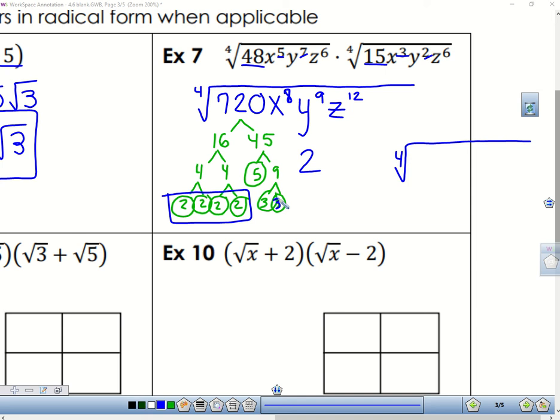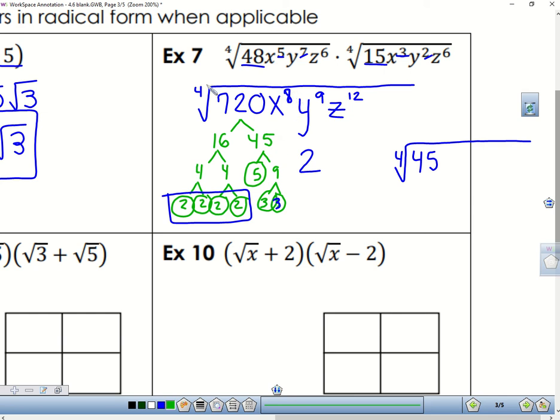45? Yeah, 45. So the 5, the 3, and the other 3 have to stay behind, which means we have 45 left inside the radical. That's just the product of what's left behind. And now we're going to do our variables to exponents.